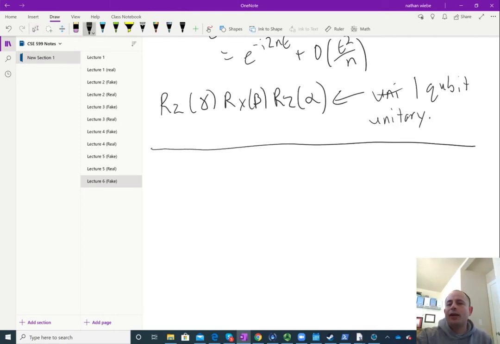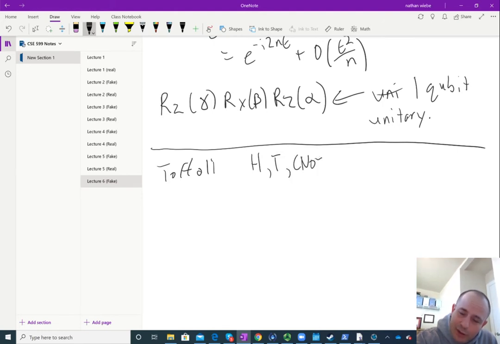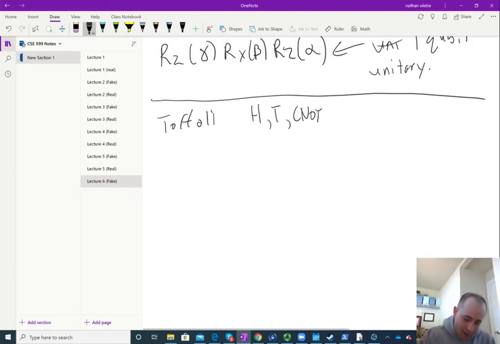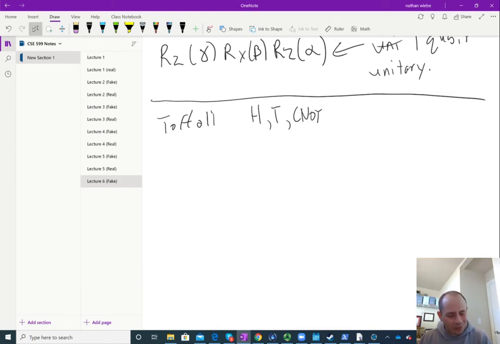Okay? The final thing is that the previous universality proof that we discussed ended up using Toffoli gates. However, what we have now is H, T, and CNOT rather than Toffoli. So how do you build it? Well, the easiest way to do this is to go through the following construction, which is given in Nielsen and Chuang. The construction is the following.